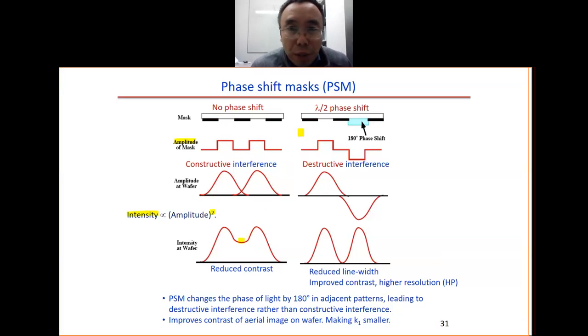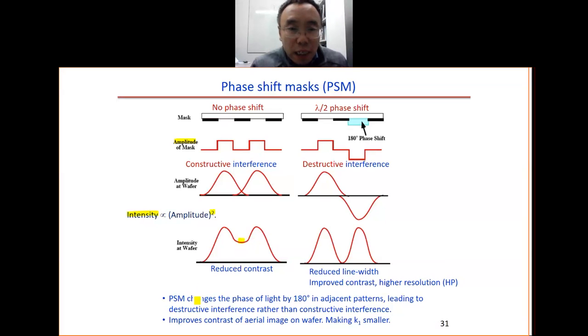So to solve this problem, we make a 180 degree phase shift. Then the light, this one is the same, but this one becomes the negative, opposite sign, because of this pi shift, half lambda phase shift. And then after diffraction, it becomes like this. If we add them together to get the intensity, you get this profile. So obviously, this profile gives you higher resolution than this profile.